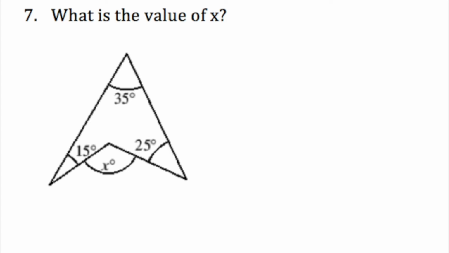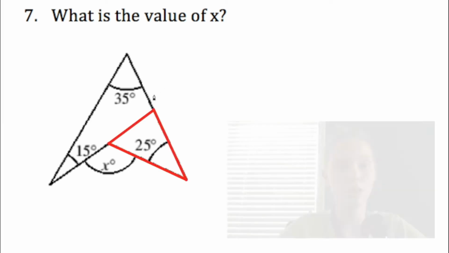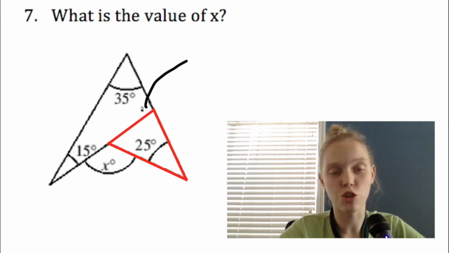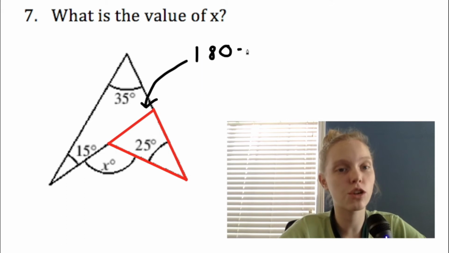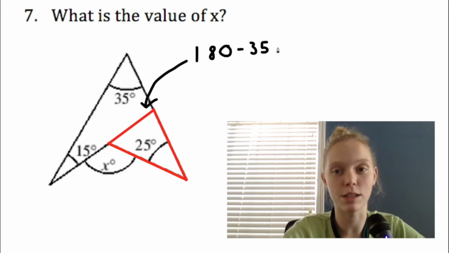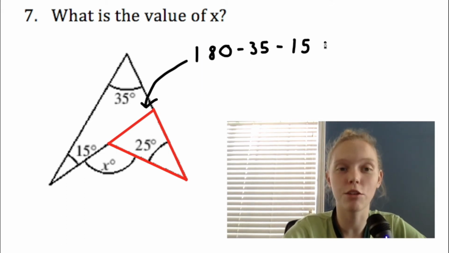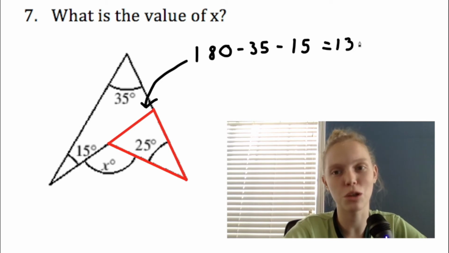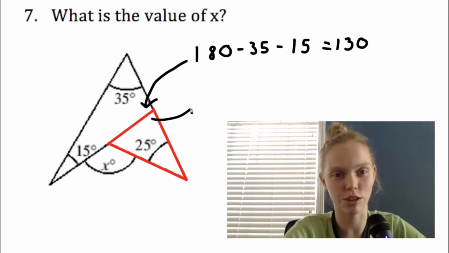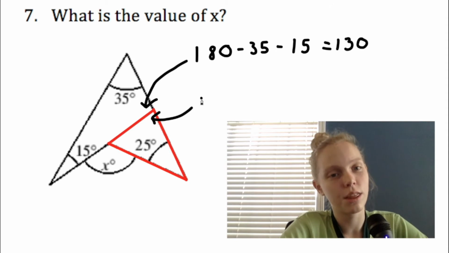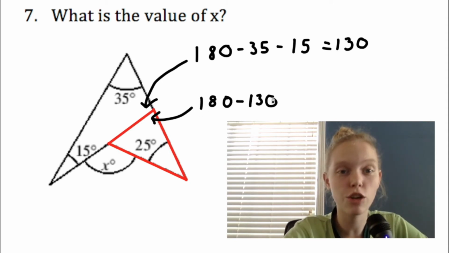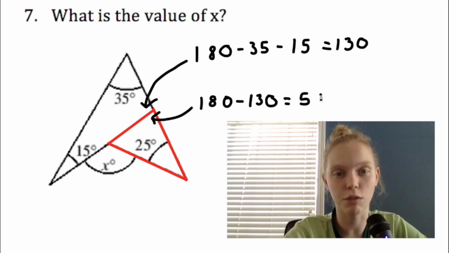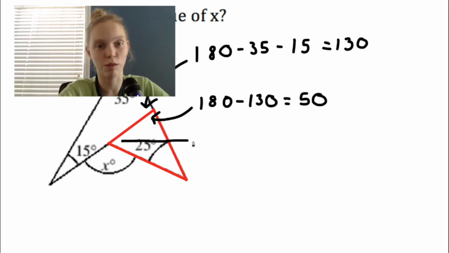Question 7 asks us to find another unknown angle value. So we're going to look at this smaller red triangle in order to solve this. So this angle is going to be 180 minus 35 minus 15, because those are the other two angles in the triangle, and those angles, all three of them, need to add up to 180. Next, this angle is supplementary to the first angle we found, meaning that 180 minus the value of the first angle is going to equal this angle, which is 50.